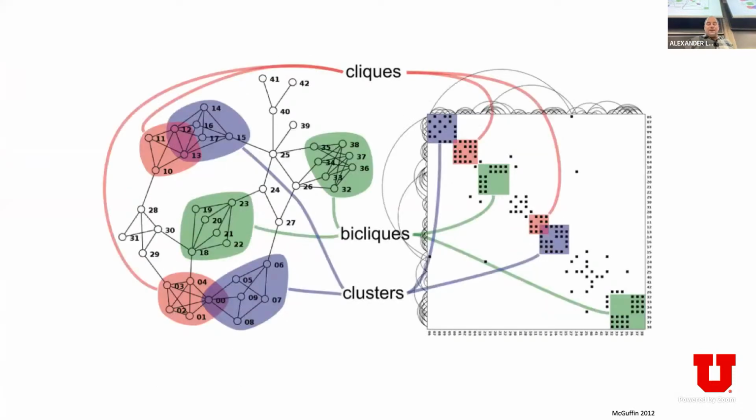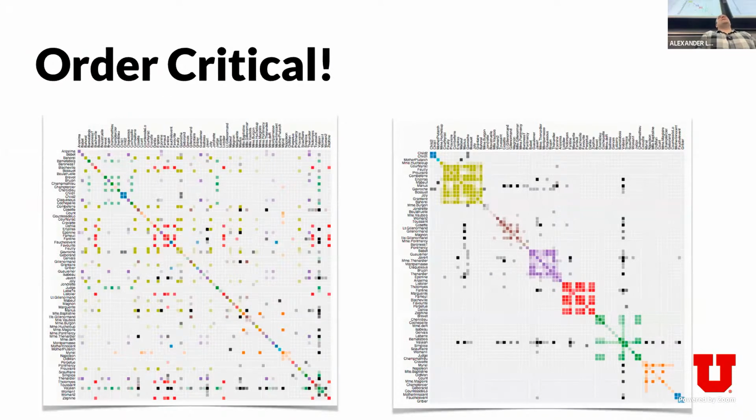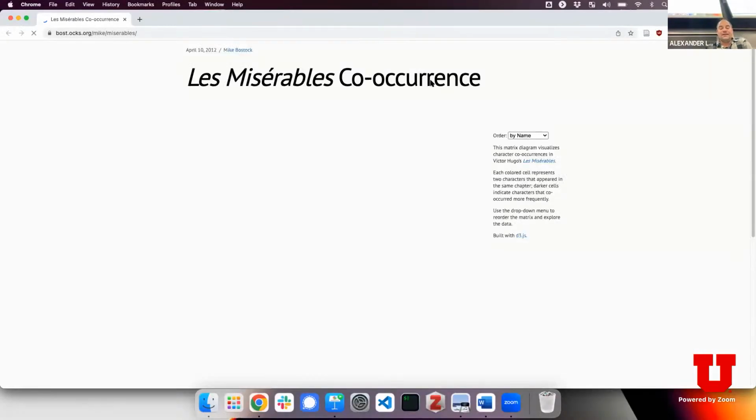Here's just another example of how a network can look. You see some examples of completely connected cliques, and some clusters and some bicliques in these various patterns. The one thing that's really important about matrices, and this is very similar to what we talked about when we talked about heat maps, is that the order is so important. So here we have these 2 different versions of the same adjacency matrix.